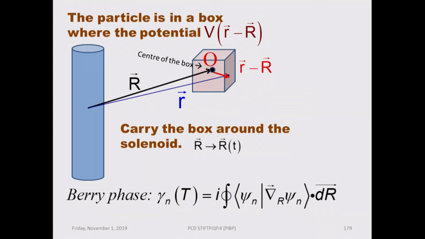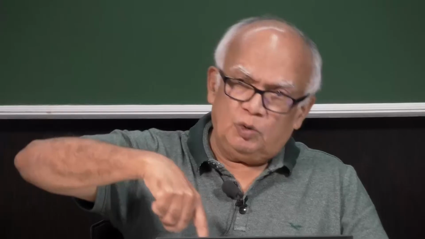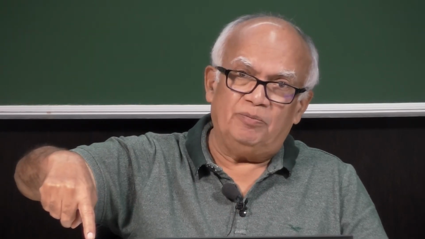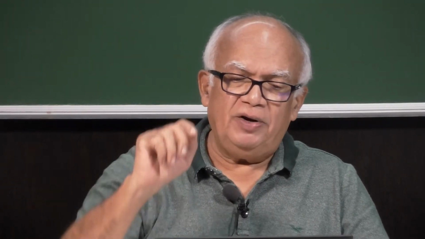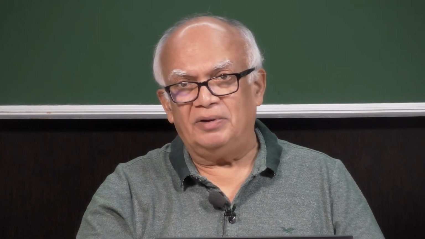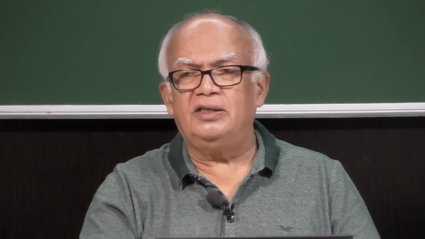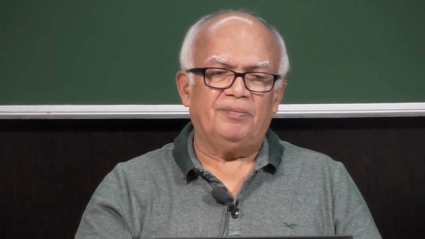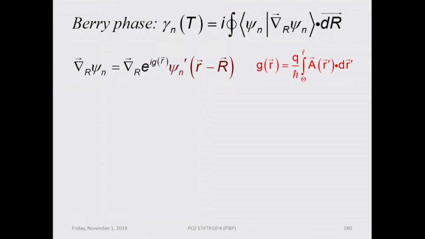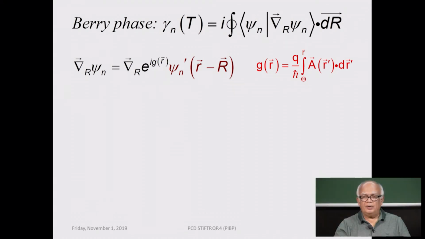Now, we will carry the box around the axis of the solenoid, through a complete loop and come back to the same point, and then evaluate what this Berry phase will turn out to be. So essentially we have to evaluate this integral. So we have got the wave functions. We need the gradient with respect to the uppercase R.